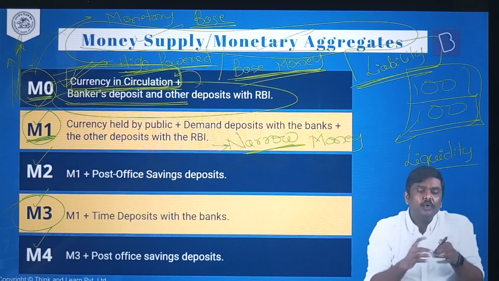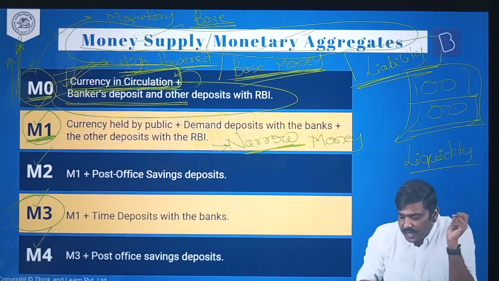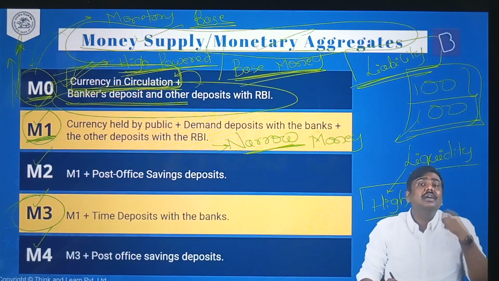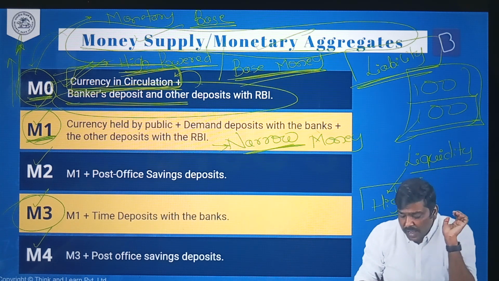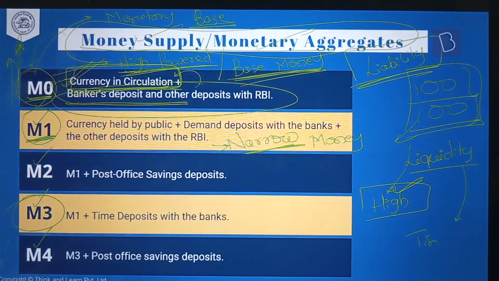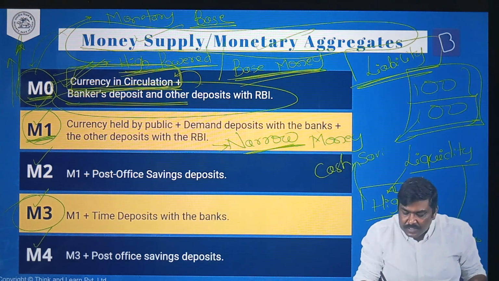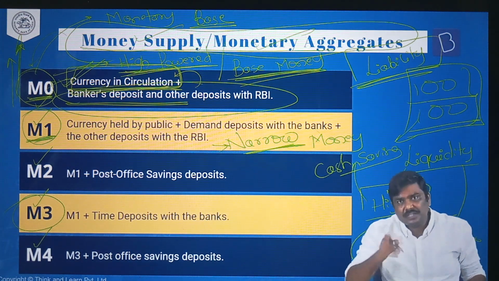And please understand this, you have let's say cash in your hand, you have savings bank deposits. These have very high liquidity. When you have cash in your hand, when you have savings bank deposits, you will have a very high liquidity associated with this. On the other hand, imagine you have time deposits. In case of high liquidity, examples are cash, savings deposits or demand deposits. In case of time deposits, liquidity is much lower.